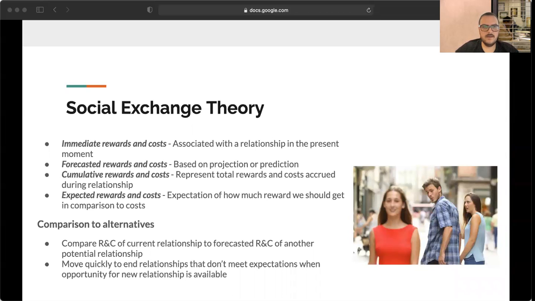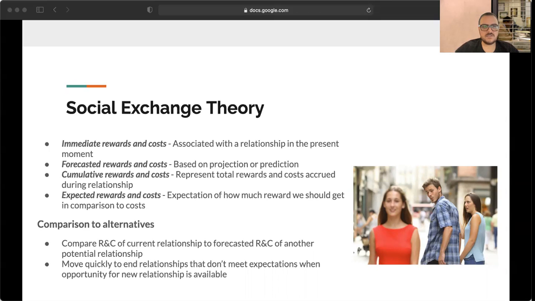The social exchange theory asserts that we base relational decisions on getting the greatest amount of reward with the least amount of cost. So when I say reward, that can be things like friendship, love, support, laughter, and the costs are things like loss of time, loss of freedom, and even psychological or physical abuse.